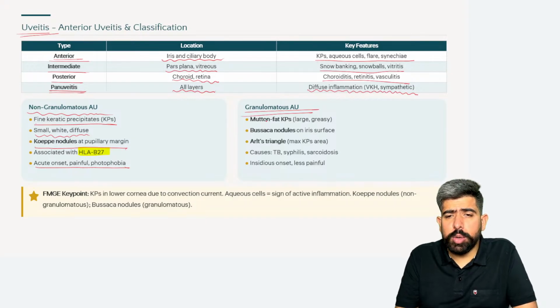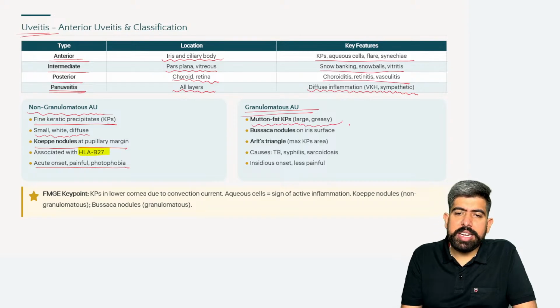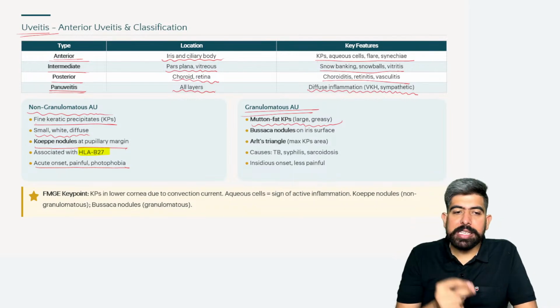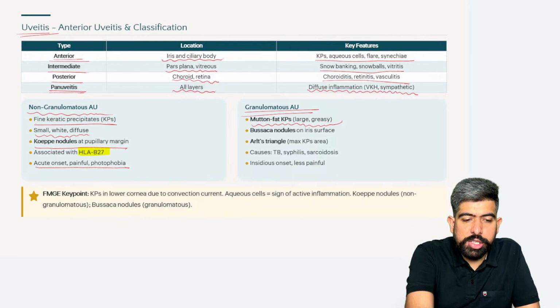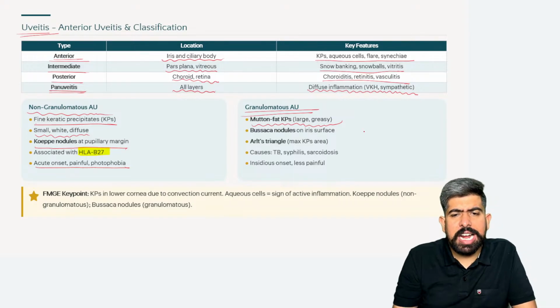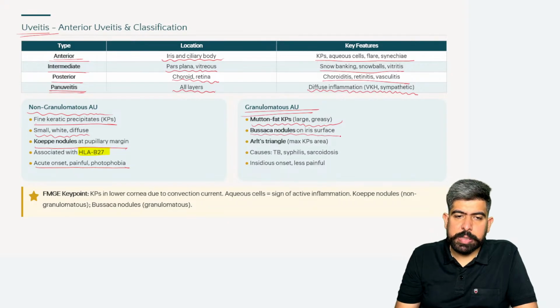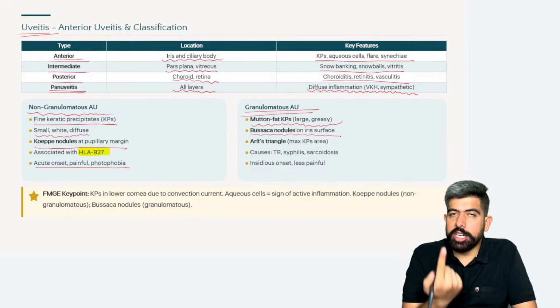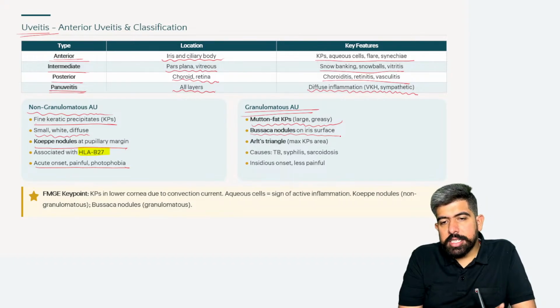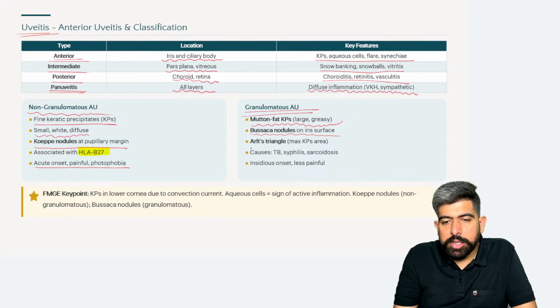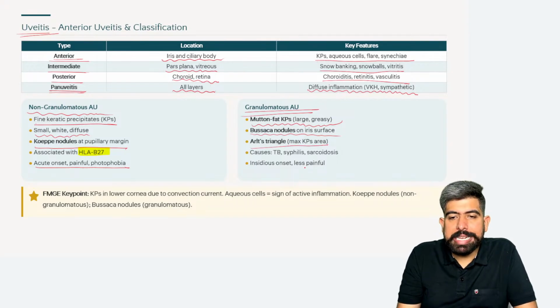But if we're talking about the granulomatous anterior uveitis, there will be mutton fat KPs, right? Mutton fat, they are large and greasy. Please remember the large greasy KP bodies are seen in this condition. Also, there are Busacca nodules seen on the iris surface. Please remember the Koeppe nodules will be seen in the non-granulomatous, right? And Busacca nodules will be seen in the granulomatous. Please remember about it. Also, Arlt's triangle, which is the max area of the KPs, will be seen.